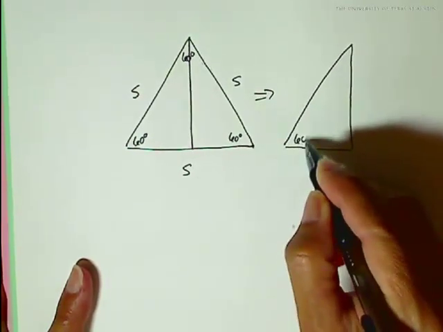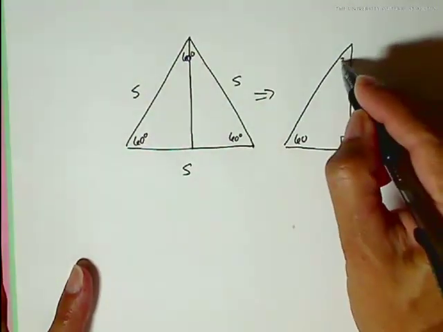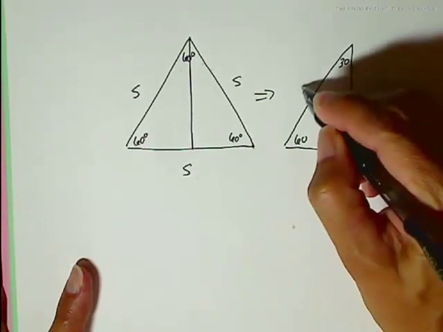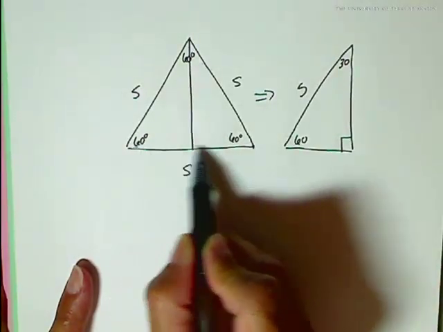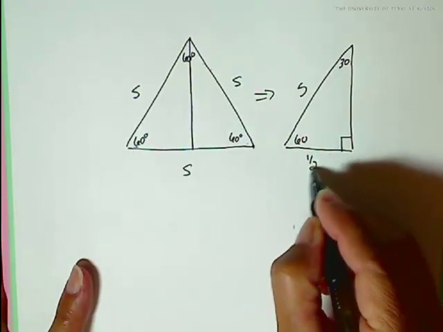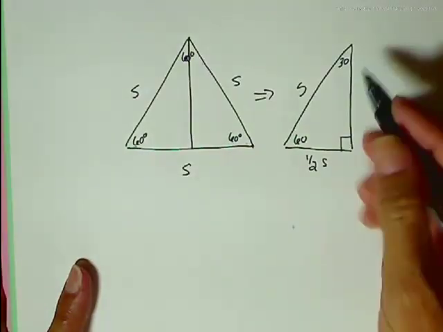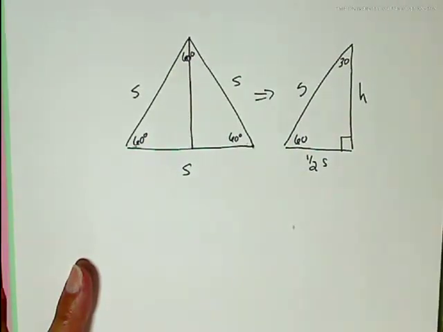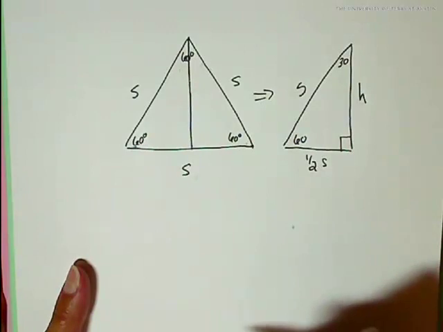So that's 60, that's 90, and that's 30. This distance right here is s. Since this distance was s, half of it is going to be 1/2 s. This is the height here, and I don't know what it is in terms of s, but I'm going to find it, again, using the Pythagorean Theorem.